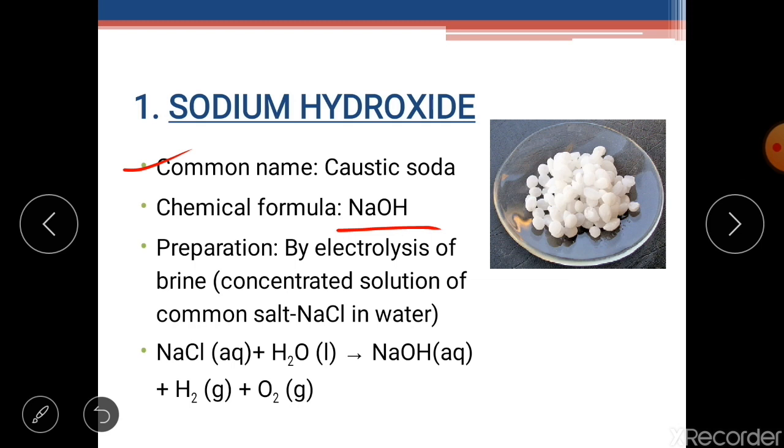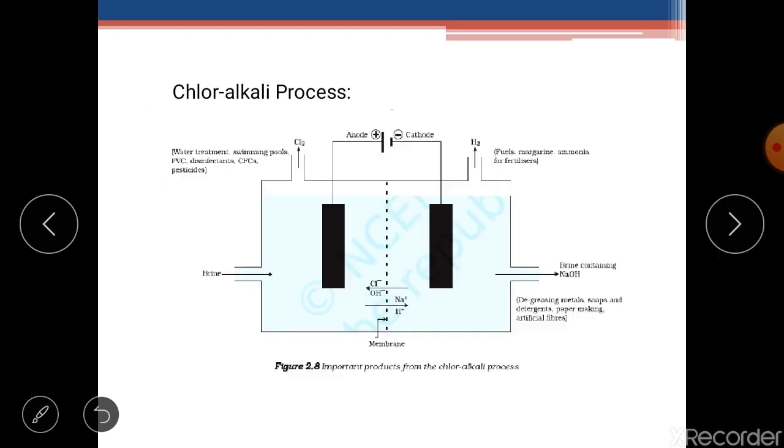Students, the preparation of sodium hydroxide is done by electrolysis of brine. By brine, I mean a concentrated solution of common salt in water. So let's see the process.